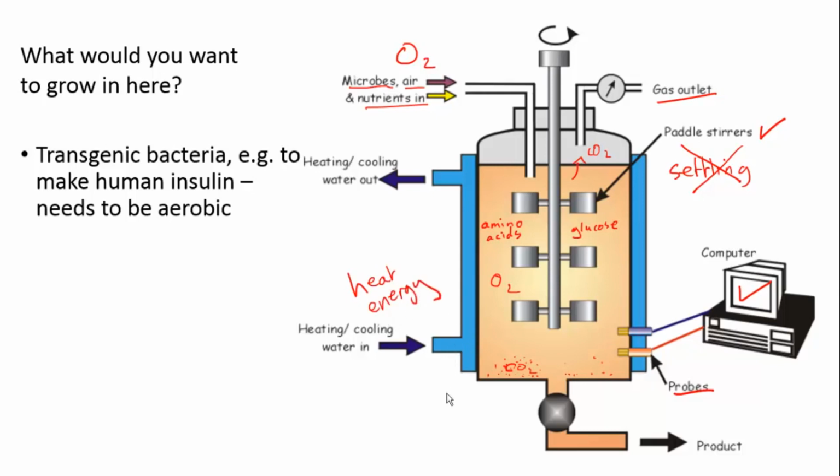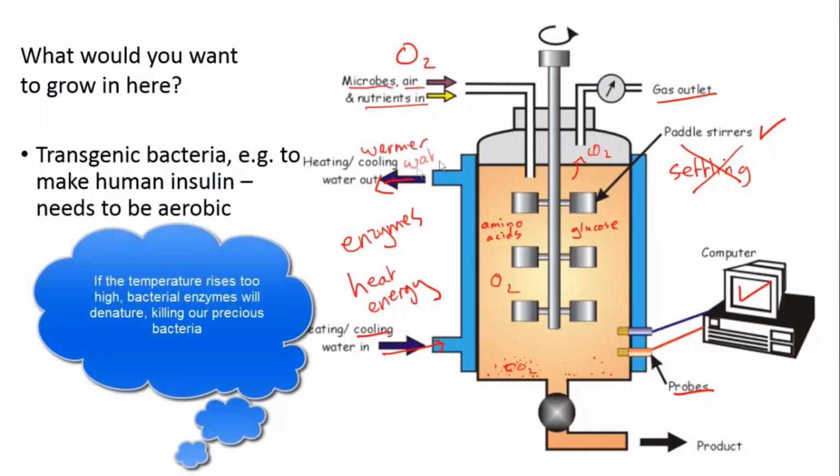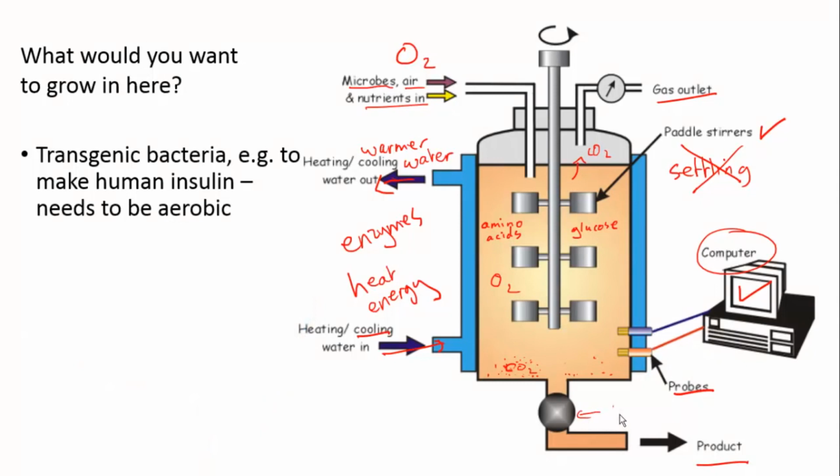Now, we want the fermenter to be at a reasonable temperature in order for the bacterial enzymes to be working at their optimum temperature. But we don't want it to get too hot, and therefore typically we have cooling water going in. This is a cooling jacket here, and it will come out slightly warmer. It will be taking heat energy away, and so therefore it will cool the fermenter, keeping it at an optimum temperature, again as controlled by the computer. We want a tap for the product, and then you'll need to purify your product later on in downstream processing.